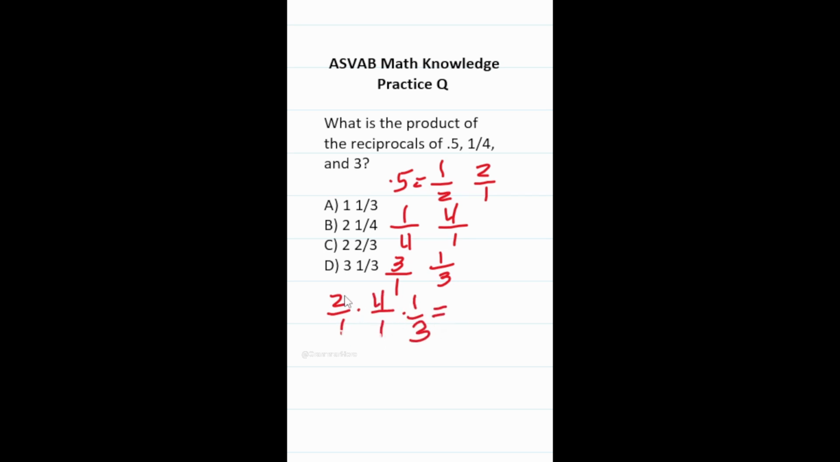Again, when you multiply fractions, you just multiply straight across. So this becomes 2 times 4, which is 8 times 1, which is 8. This is 1 times 1, which is 1 times 3 is 3. So now we have to convert 8/3 to a mixed number. We're going to do that via division. This becomes 8 divided by 3. 3 goes in 8 two times without going over. 2 times 3 is 6. 8 minus 6 is 2. So this is 2 2/3. So our answer is C, 2 2/3.